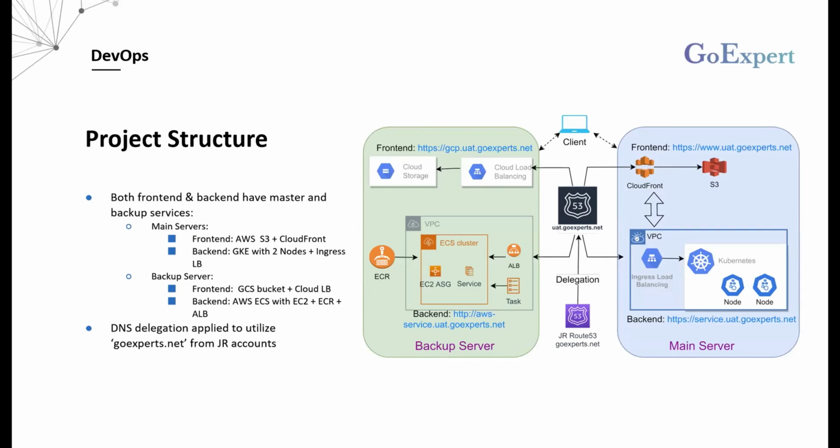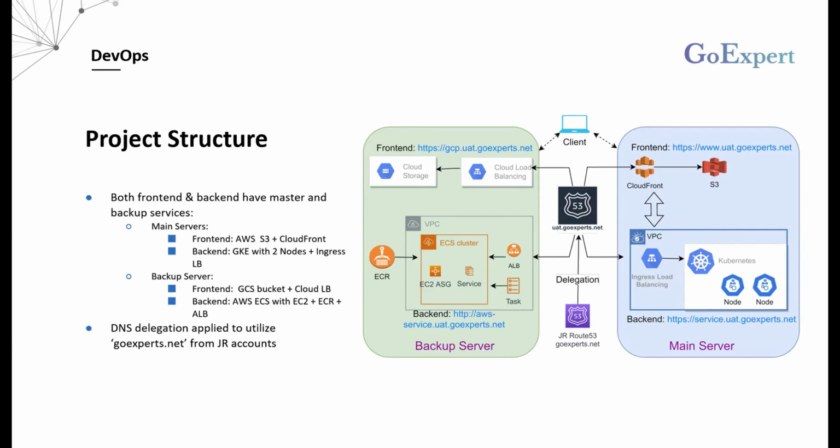Yes. Hi, I'm William. Let me introduce the structure of the project. As shown in the diagram, both the front-end and back-end servers have main and backup structures. The front-end servers are deployed to an AWS S3 bucket and a Google storage bucket separately. The main server is deployed on the Google Kubernetes Engine with 2 nodes and a load balancer, while the backup server utilizes the ECS cluster with the EC2 auto-scaling structure.